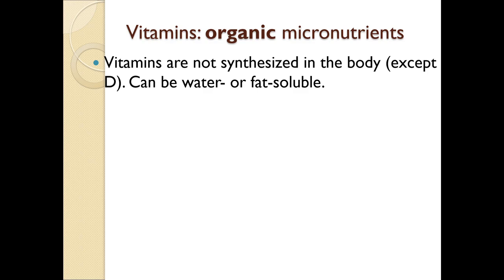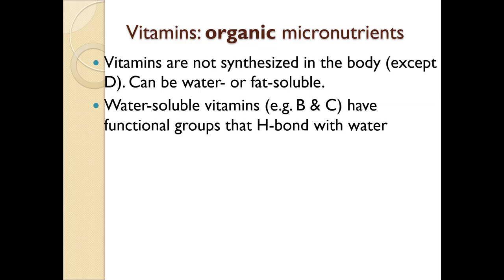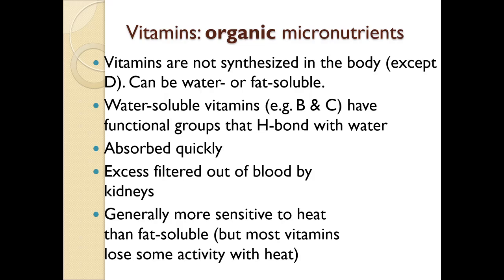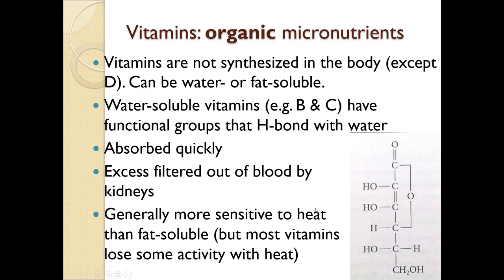Vitamins are generally not synthesized in the body, although vitamin D is an exception. They can be water-soluble or fat-soluble, and we'll talk about water-soluble vitamins first. Water-soluble vitamins are water-soluble because they have functional groups that can hydrogen bond with water. They are absorbed quickly by the body, and any excess that you eat in your diet is filtered out of your blood by the kidneys, so you don't have to worry about a buildup of these water-soluble vitamins in your body. They're generally more sensitive to heat than fat-soluble vitamins, but pretty much any vitamin will lose some activity due to heat, but the water-soluble vitamins are more susceptible.